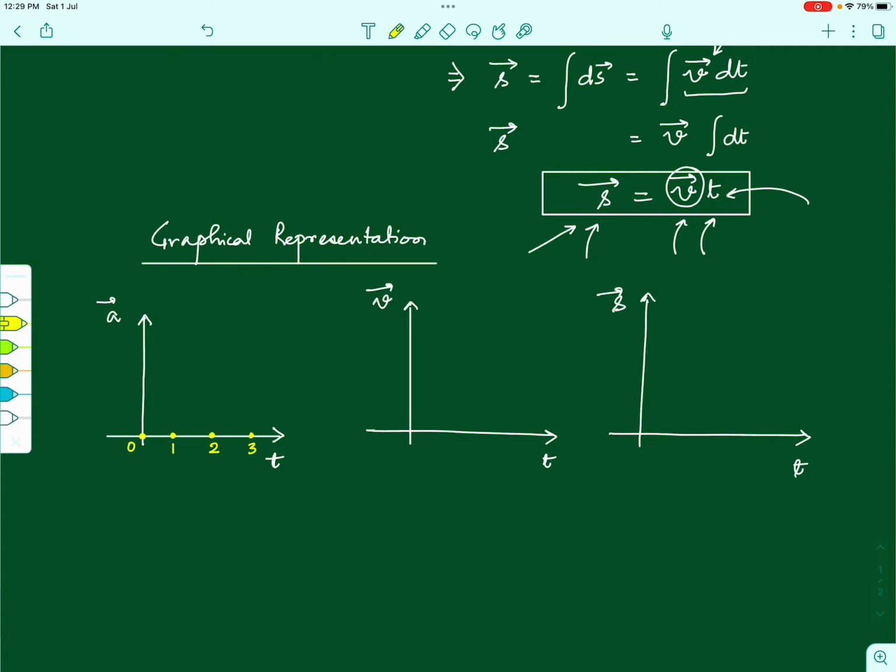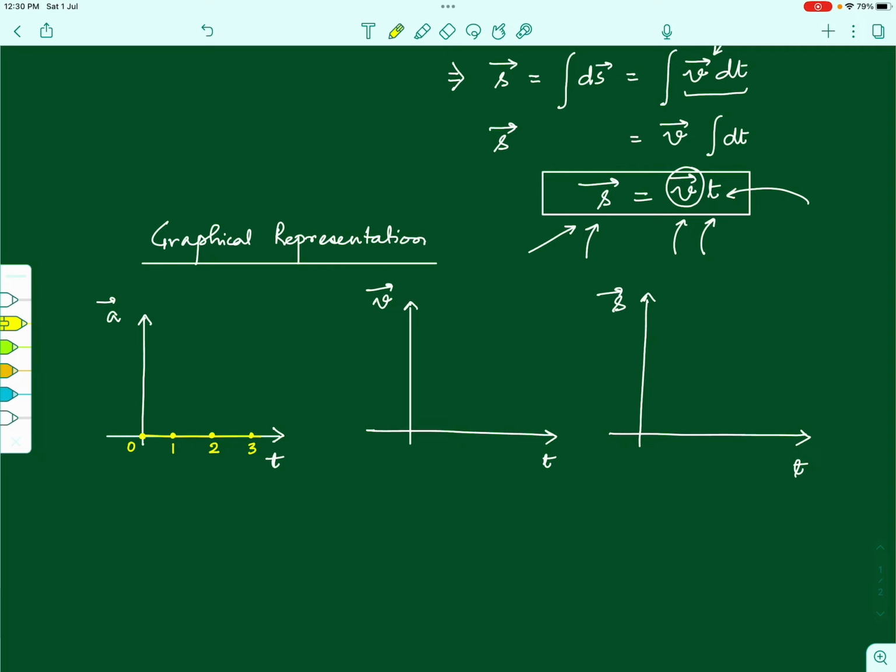So, when you try to get the graph, all you do is join these points, and this is the graph that you get. The graph of acceleration versus time will be nothing but a straight line which lies on the timeline, telling you that the acceleration is 0 at all times.